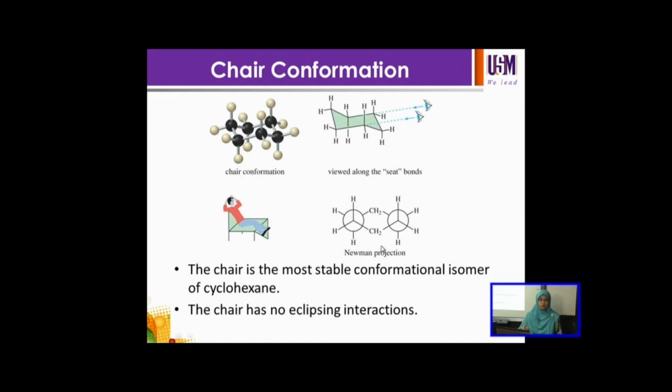If we view from the Newman projection, we can see all the hydrogen atoms are staggered. The bond angles in the chair conformation are 109.5 degrees, which is the optimum angle in a tetrahedral carbon.